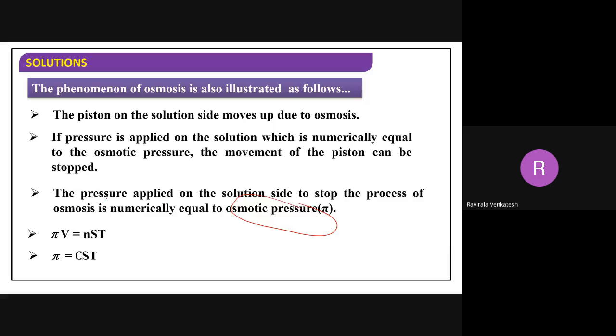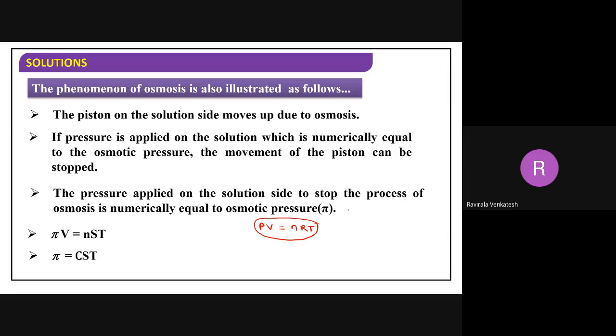Now what will the formula be? What should be the formula for the osmotic pressure? Already you know the ideal gas equation. Everyone knows the ideal gas equation, PV is equal to nRT. Now, why do I have to take this equation, beta?